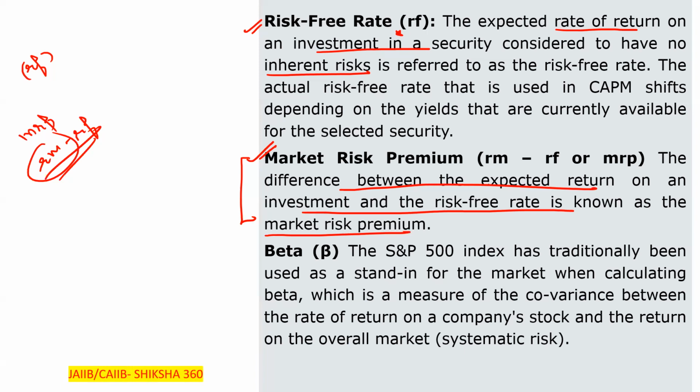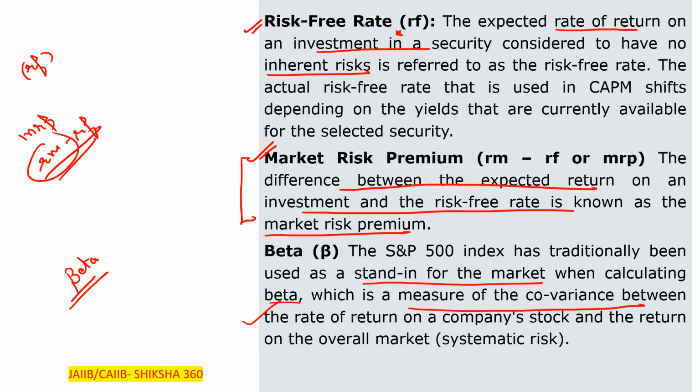Now, one more thing we have to discuss is beta. The S&P, these are indexes, clear? The S&P 500 index has traditionally been used as a stand-in for the market when calculating beta, which is a measure of the covariance between the rate of return on a company's stock and the rate of return on the overall market.